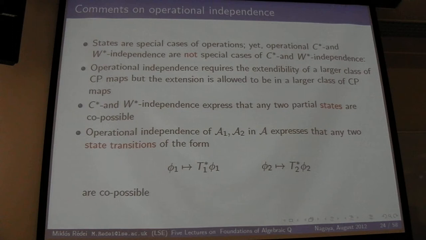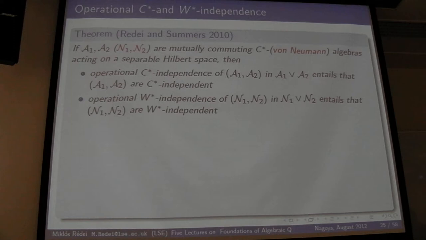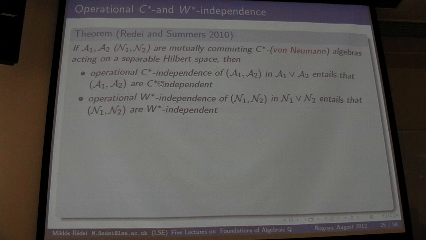Now here are some elementary results on operational C star and W star independence, which relate these two concepts to the independence hierarchy I fleshed out. Namely, operational C star independence of two C star algebras in the generated algebra entails that the two are C star independent. So operational C star independence is stronger than C star independence. I didn't say it's strictly stronger, but I said it's stronger.